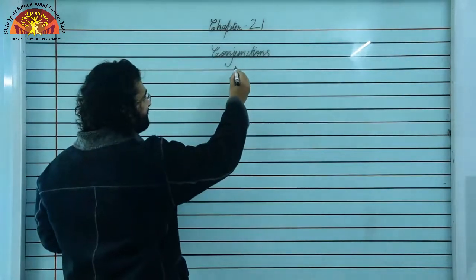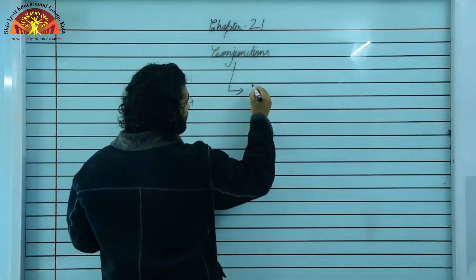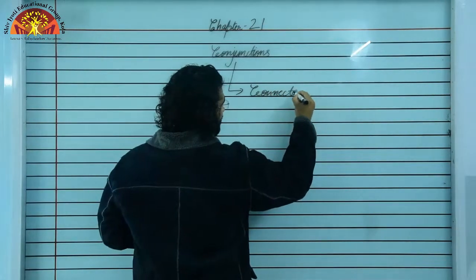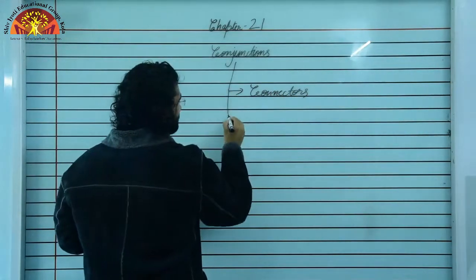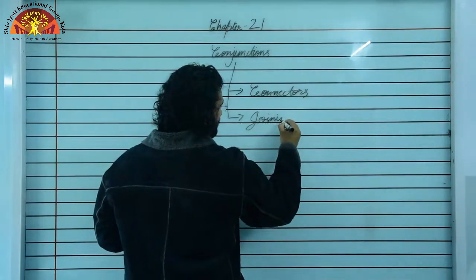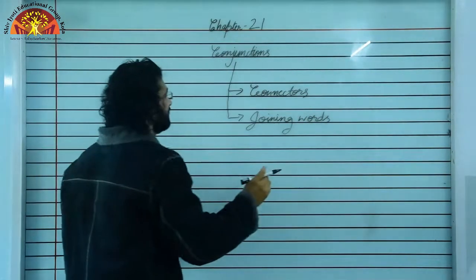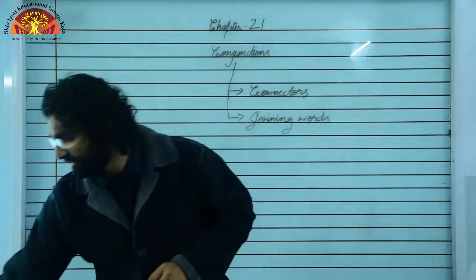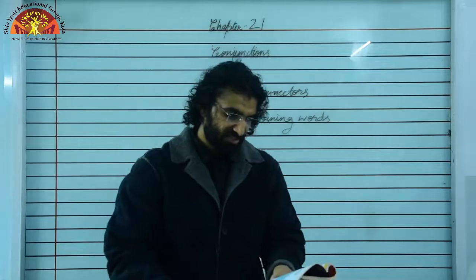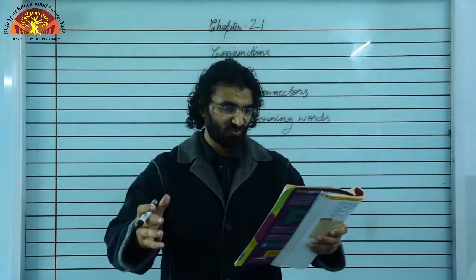Alright? So it won't be wrong if we call them connectors or joining words. Conjunctions are also known as connectors, and we can also call them joining words. Alright? We have some very good examples in your book. We are going to have a look at them. Please take out page number 95. Conjunctions join words, phrases or sentences. They are also known as connectors or joining words.